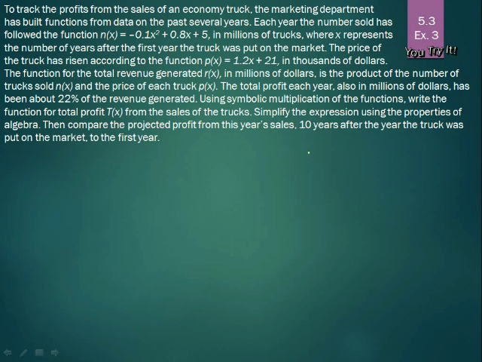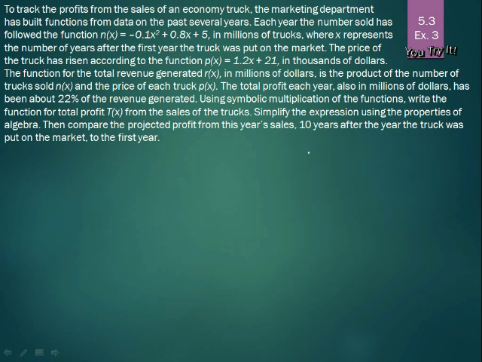The price of the truck has risen according to the function p of x equals 1 2/10 x plus 21 in thousands of dollars. The function for the total revenue generated r of x in millions of dollars is the product of the number of trucks sold n of x and the price of each truck p of x. The total profit each year, also in millions of dollars, has been about 22% of the revenue generated.